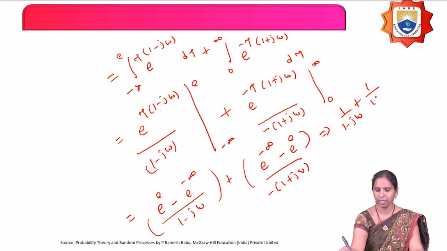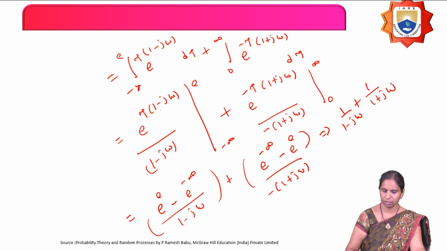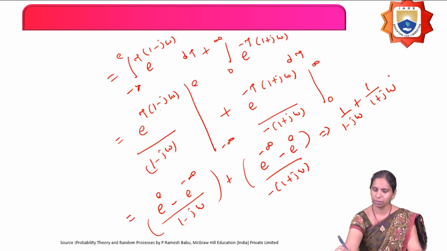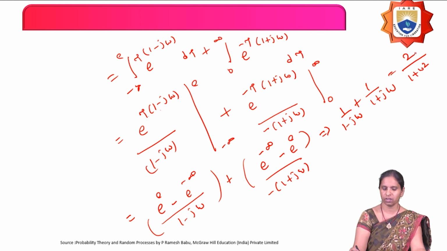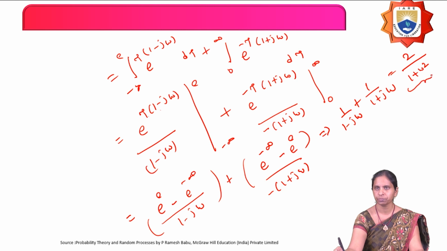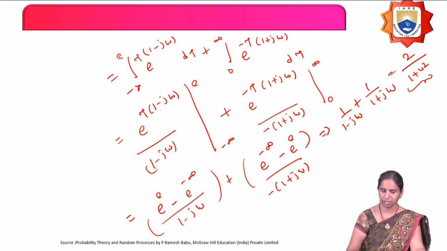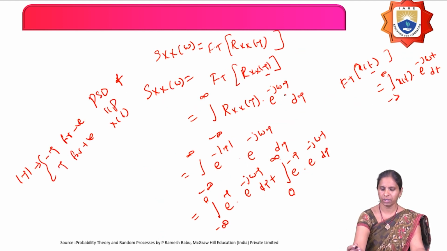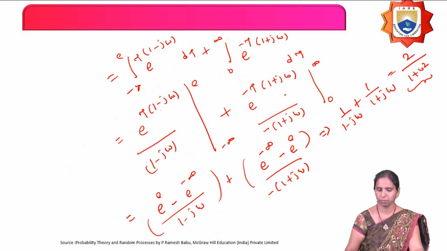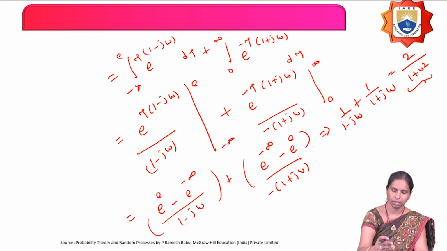So plus 1 by 1 plus j omega. So that equals to, what can happen here? If you take LCM, we are going to get here 1 plus omega square. And here 1 plus j omega plus 1 minus j omega, we are going to get 2. So 2 by 1 plus omega square. Therefore, what is the Fourier transform of e power minus mod tau? Nothing but 2 by 1 plus omega square.